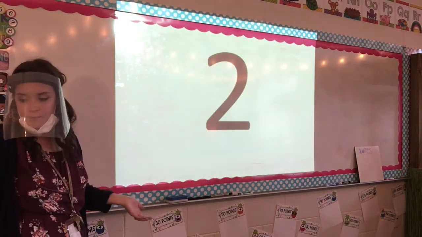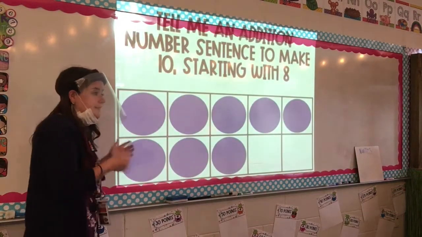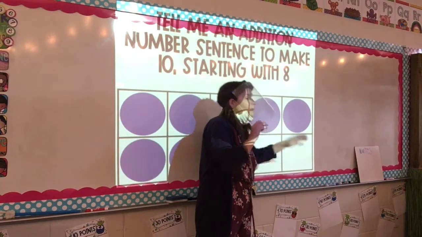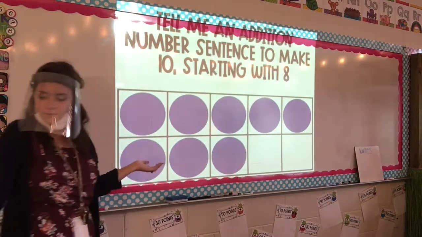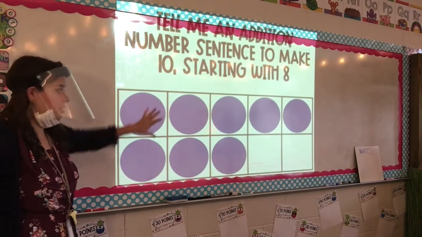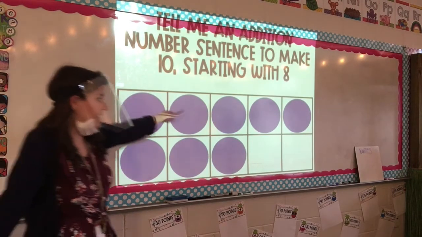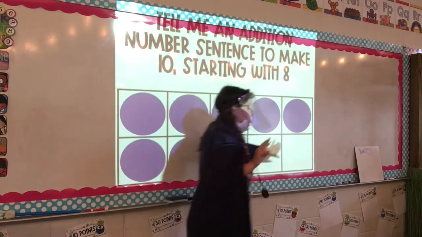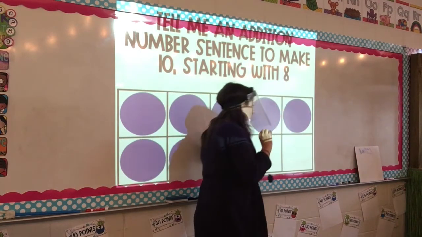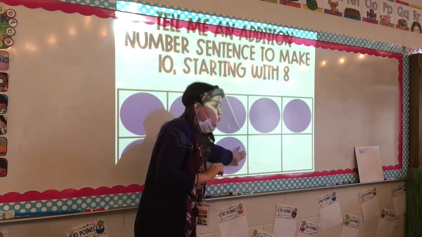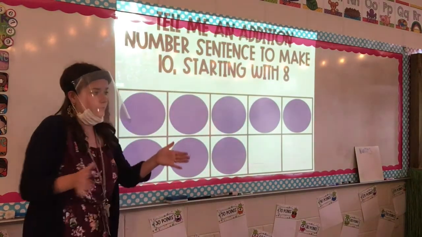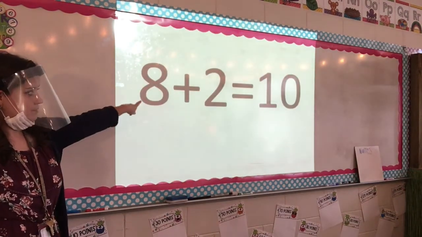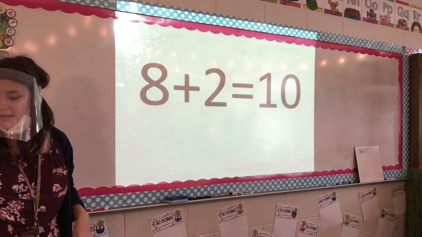I need 2. Can you tell me the addition sentence, Emil? I started with 8. I need 2. So what would the addition sentence look like for that? Start with 8 plus what? Plus 2. And if I had 8, and then I got the 2, what would be the total, the answer? 10. 8 plus 2 is 10.